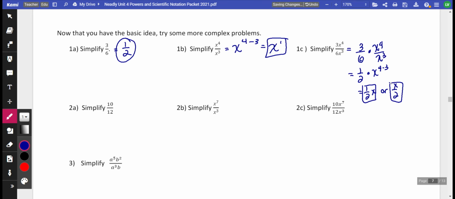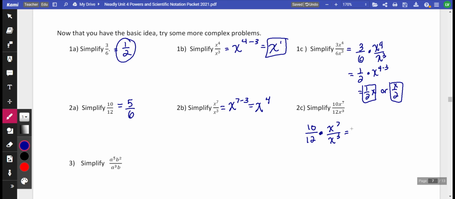So let's look at 2a. 10/12 simplifies down to 5/6. x to the 7th divided by x to the 3rd is x to the 7th minus 3. So that's x to the 4th power. Well, 2c is just combining 2a and 2b, but I want to show all the work together. So I'm going to take 10/12 as my fraction and multiply by the fraction of x to the 7th divided by x to the 3rd.